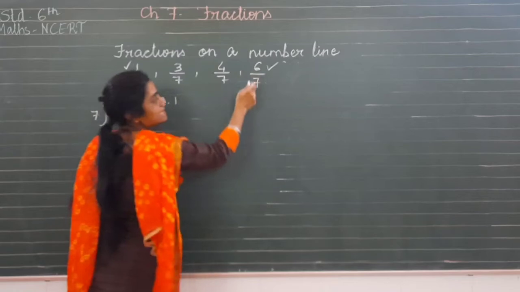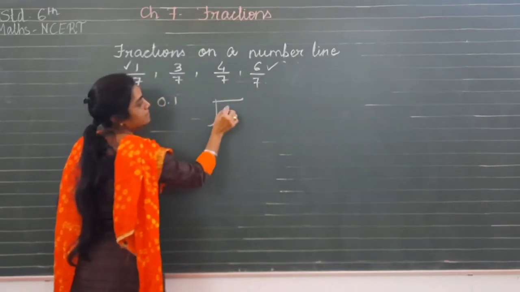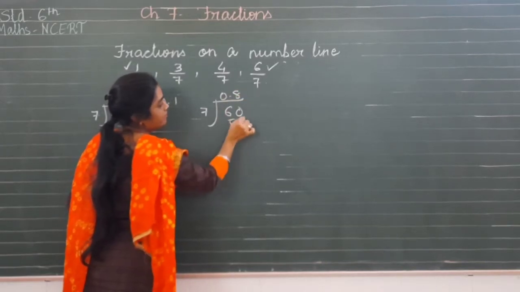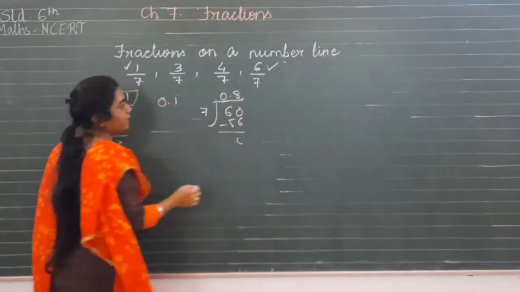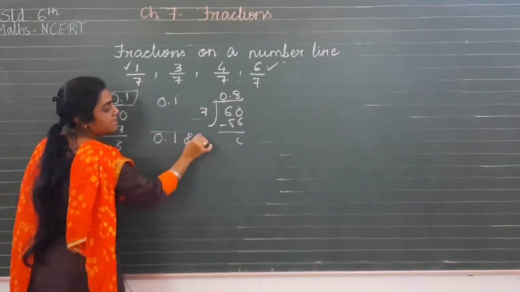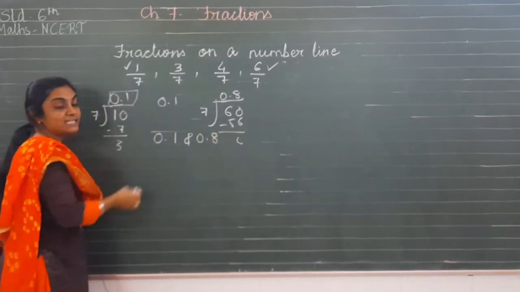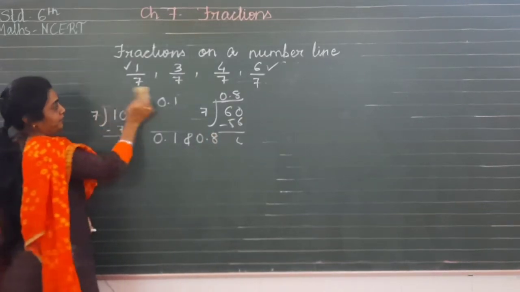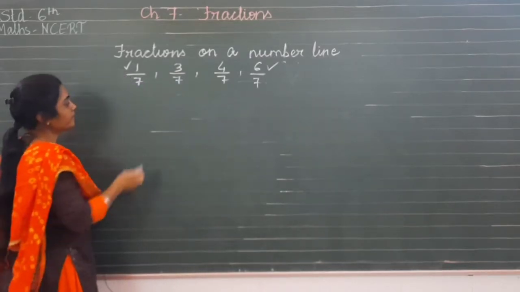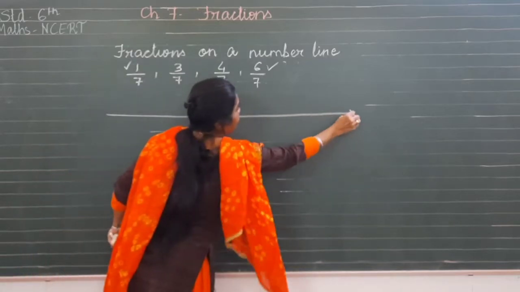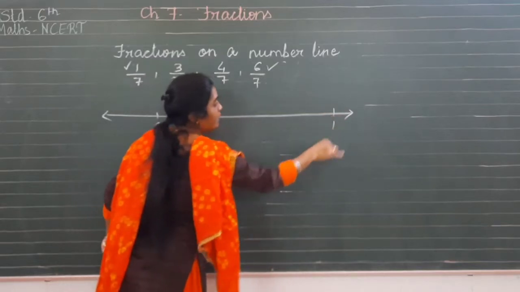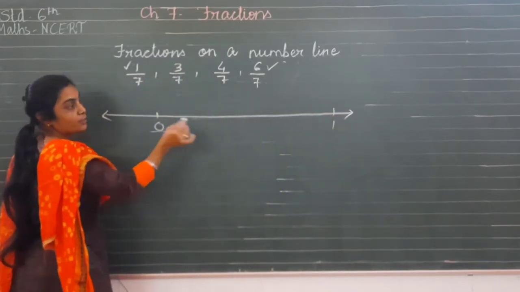Now let us see 6 upon 7. Again, 7 eights are 56. So 0.8. So all the numbers are between 0.1 and 0.8. Now let us plot this on the number line. This is zero and this is 1. So these numbers are between 0 and 1.